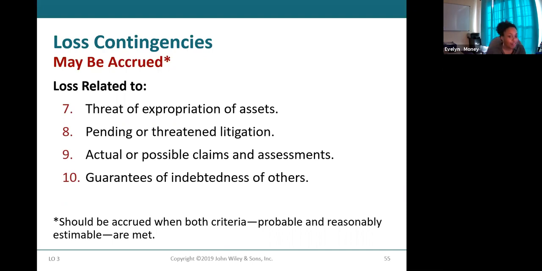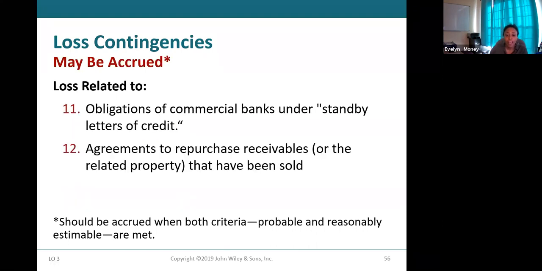If we guarantee the debt of other companies or of key executives, that may be something that we have to accrue for. Or if the government comes in to take our land, there's that threat of the expropriation of assets. And also other general debt types of items where there's a standby letter of credit, or a repo agreement or a repurchase agreement in terms of receivables.